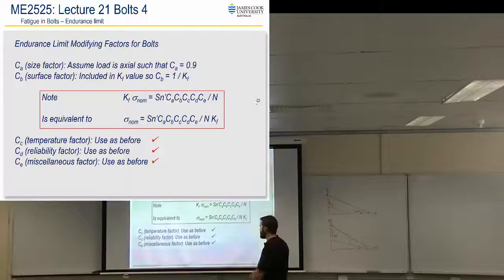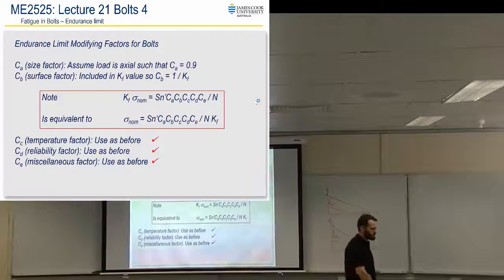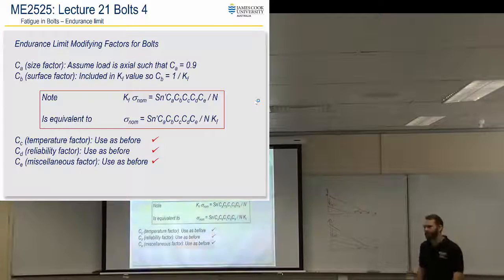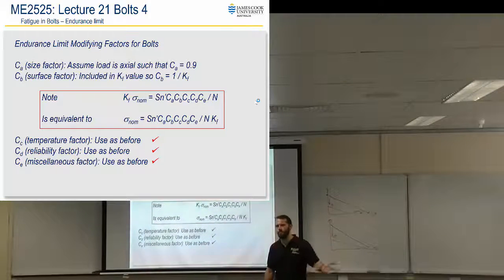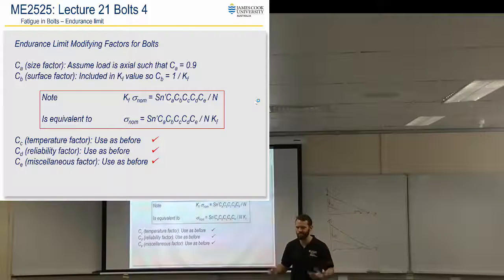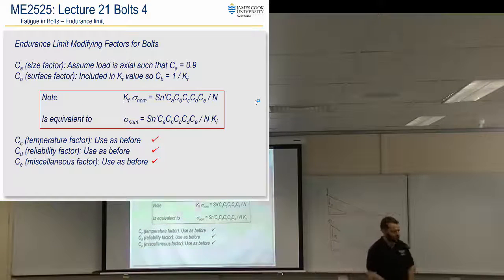Cool? Very good. Alright, temperature factor exactly the same, reliability factor exactly the same, miscellaneous exactly the same. So you guys are across that. Really the only complexity is how we deal with those stress concentrations of the threads. And that's only a problem because you have a pre-tension, which makes things conceptually more difficult.